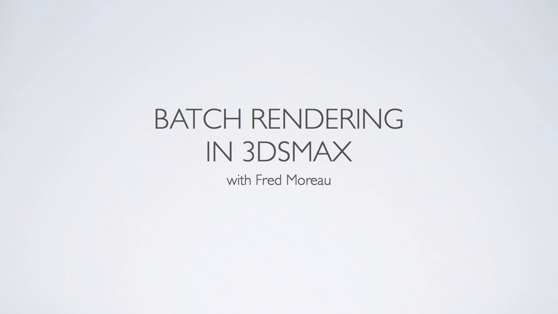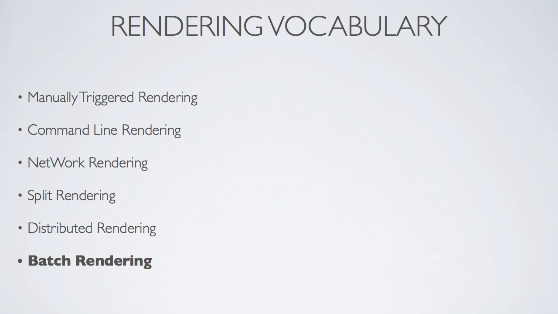This is Fred Moreau, and for this first tutorial I want to touch on a feature that I feel is way underrated. I'm talking about batch rendering. Before I get into the subject, I'm going to cover a bit of rendering vocabulary, as when I talk about batch rendering, I get a lot of people asking what that is all about, and I feel there's some confusion between the different rendering methods available in 3dsMax.